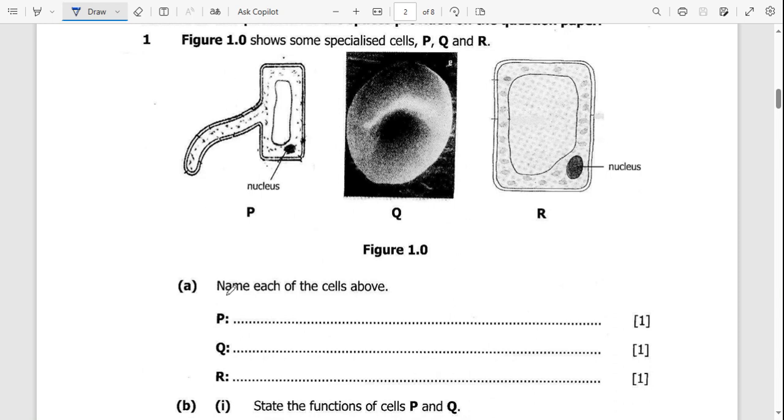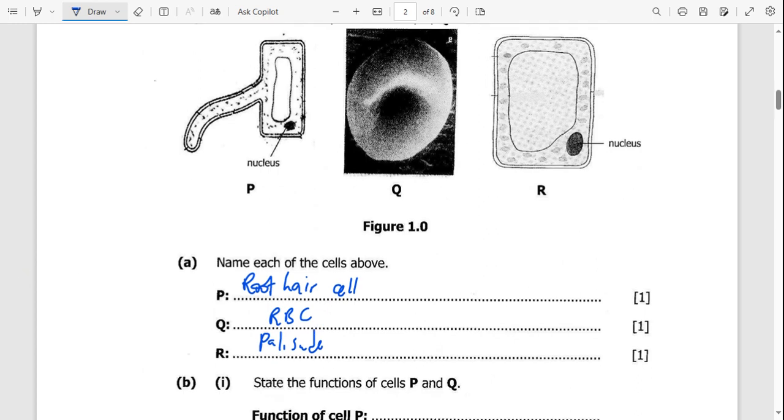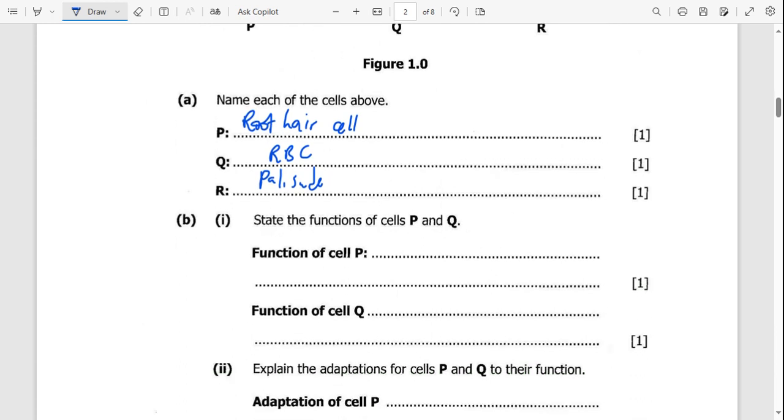This cell that you can see is known as a root hair cell. Then we have the red blood cell or erythrocyte, and then we have a palisade cell. Palisade cell is when you see a cell that is longer up than in the sides. State the function of P and Q. What is the function of the root hair cell? It's basically for absorption, to absorb water and mineral resources from the ground, and Q, the red blood cells, is to transport oxygen.